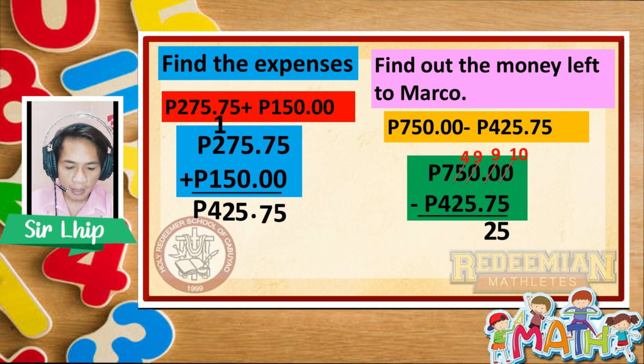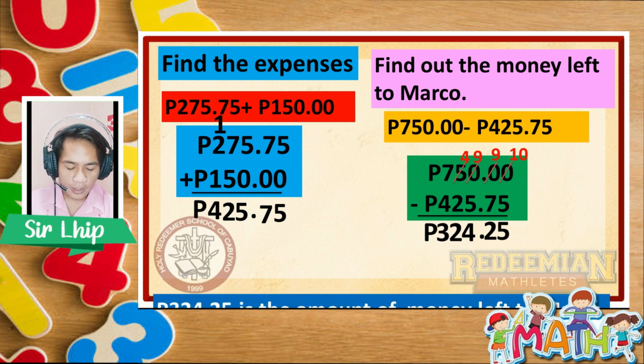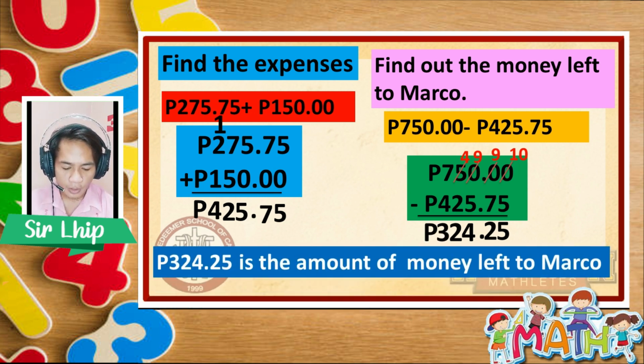Bring down the decimal point. 9 minus 5 equals 4. 4 minus 2 equals 2. 7 minus 4 equals 3. Thus, the money left to Marco is 324 pesos and 25 centavos. Remember, if you solve about money, don't forget to write the peso sign to your final answer.